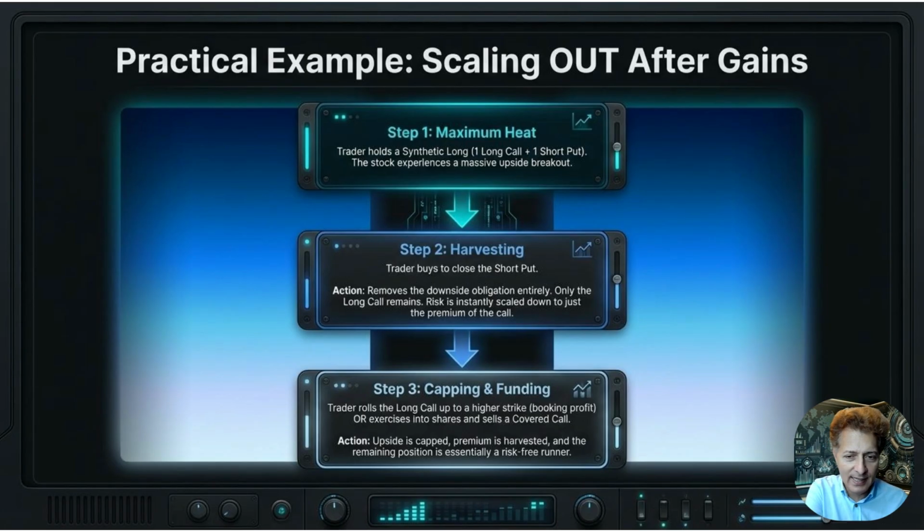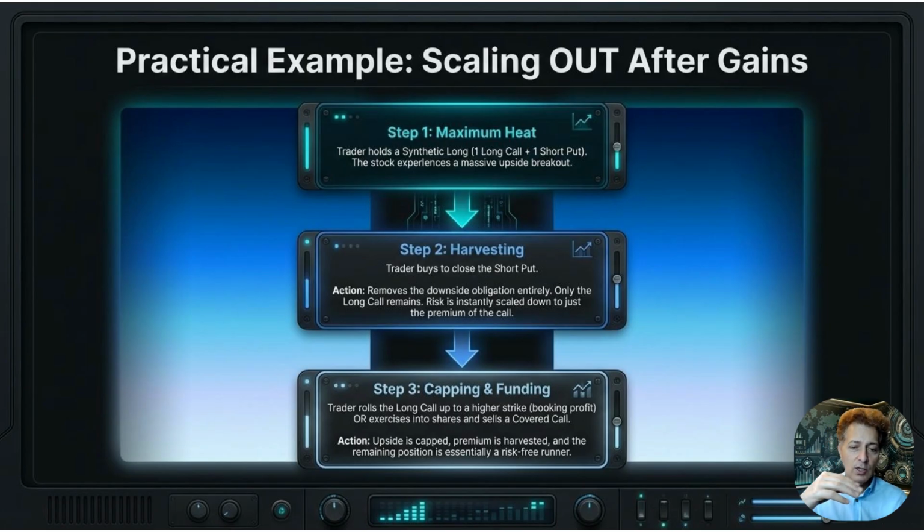Even the time decay is not present any longer, because the decay you suffer on the call, you benefit from on the put. So it neutralizes itself. So you are basically in a stock position, even though it's synthetically created. Now, let's say that stock rallies intensively. Okay, so you may decide, step two, to close the short put.